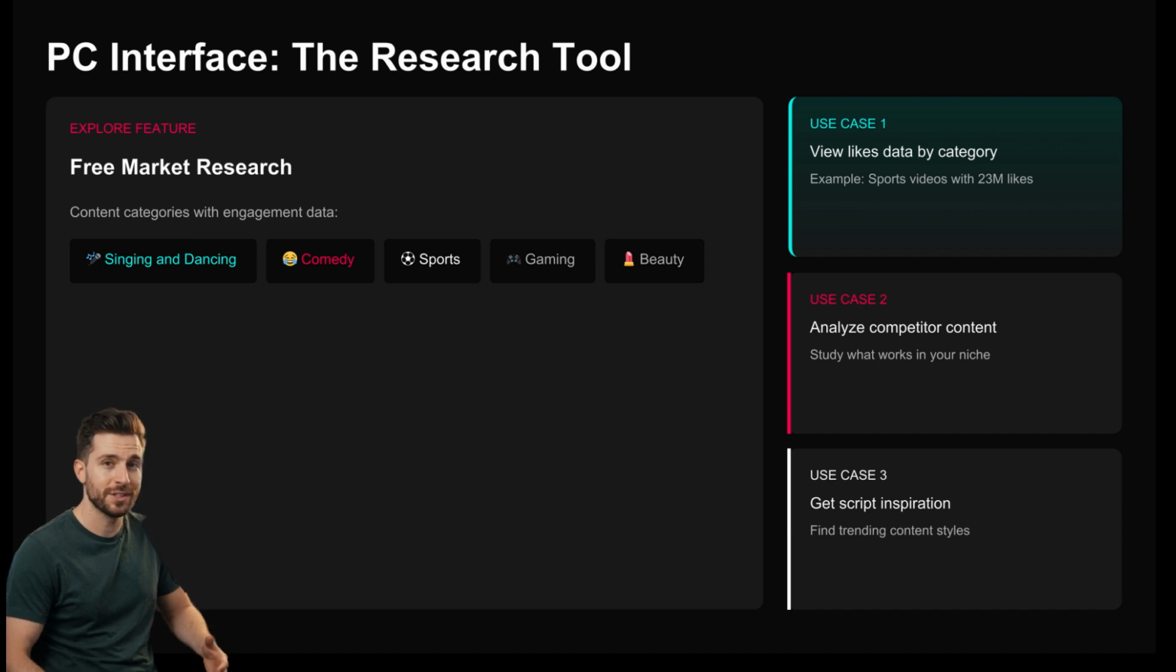Now let's talk desktop. The PC interface has one killer feature: Explore. This categorizes content by singing and dancing, comedy, sports, and more. Why does this matter? You can see exactly how many likes videos get in each category. Use this to research your competition, find trending content styles, and get ideas for your own videos. This is free market research.